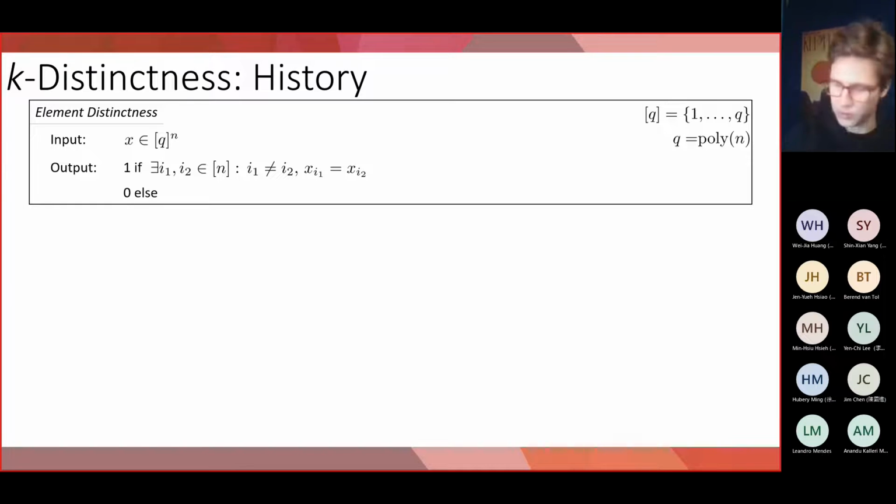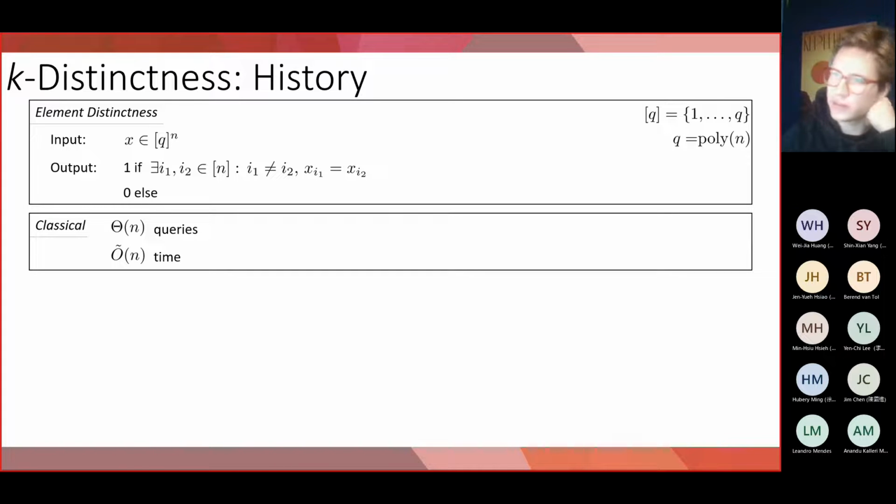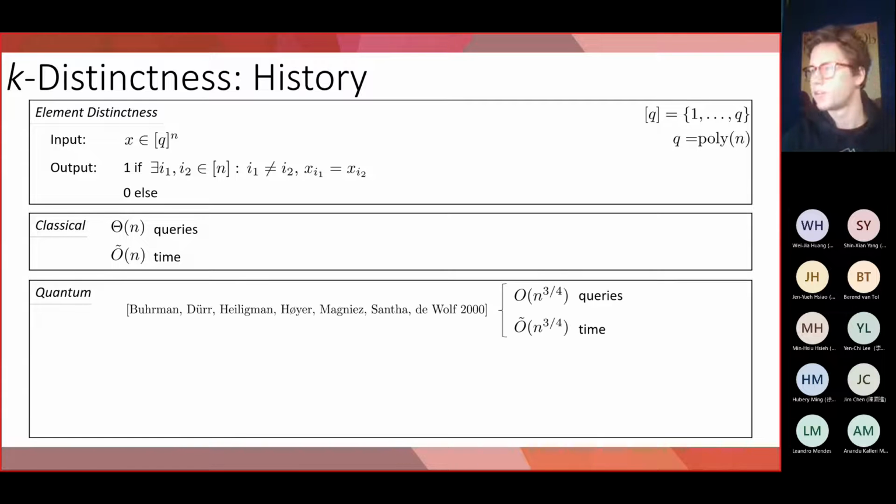This is a well-known problem in computer science, and classically there is not much better to do than just checking everything and seeing if they're all distinct or not. With quantum, this problem is way more interesting. Using amplitude amplification, one can show that we can actually improve on the classical case. It's enough to not query everything, but only n to the 3/4 of the input.